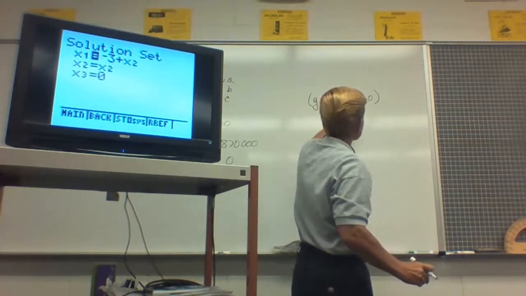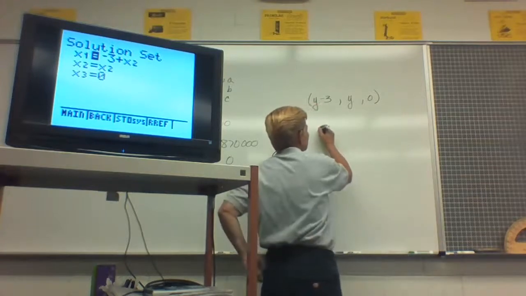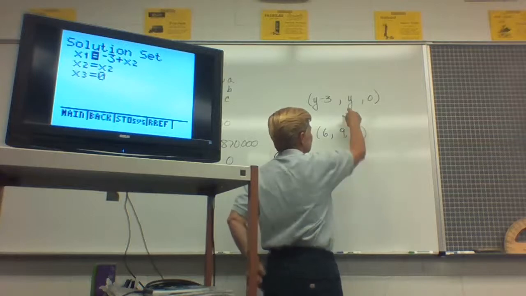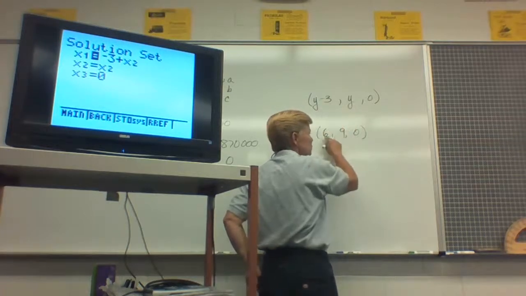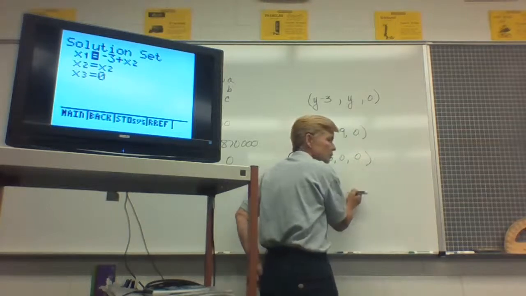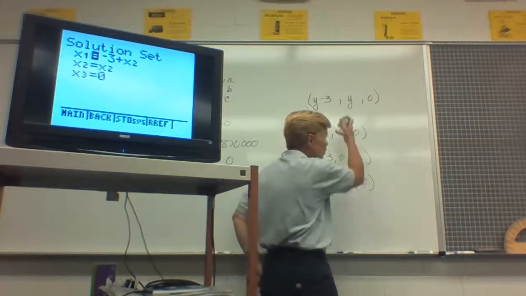But all the other points on the solution, millions and millions of points, will take on the form, whatever this is, this will be 3 less than that. So one of the millions of points on this thing is 6, 9, 0, because these will always differ by 3, this one 3 less. If I have negative 3 here, then this will be negative 6, 0. If I have negative 12 here, then this will be negative 9, 0. So these are all points.